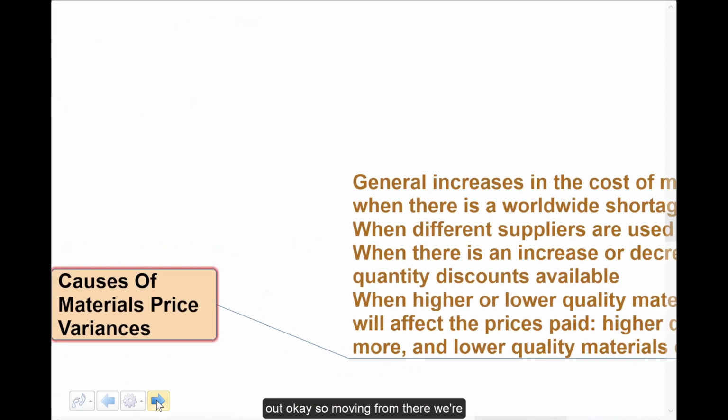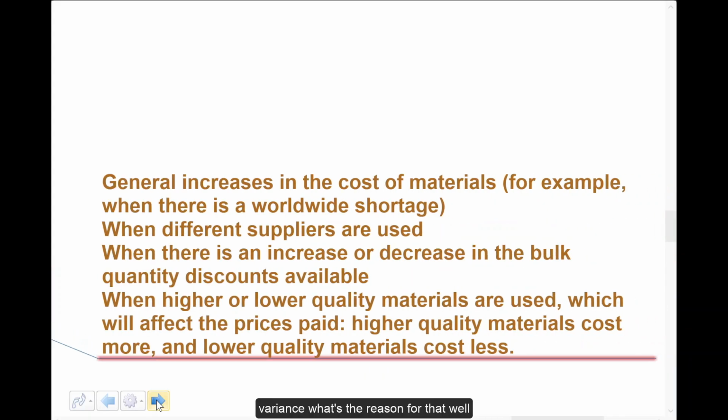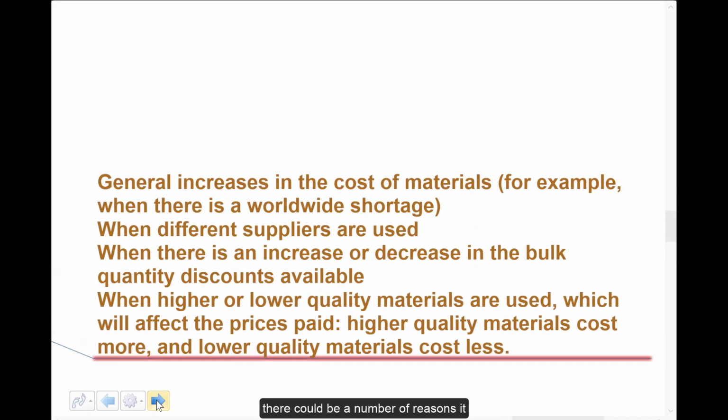So moving from there, we're thinking that we have a materials price variance. What's the reason for that? Well, there could be a number of reasons. It could be the cost of materials just increased and we didn't anticipate that, maybe a shortage of some kind. Maybe we had to use a different supplier, or suppliers changed, or a supplier had an issue, etc. Outside of that, perhaps there may be a discount in play in some way. Let's say, for example, we bought in bulk and we didn't anticipate it, so that would certainly create a price variance.